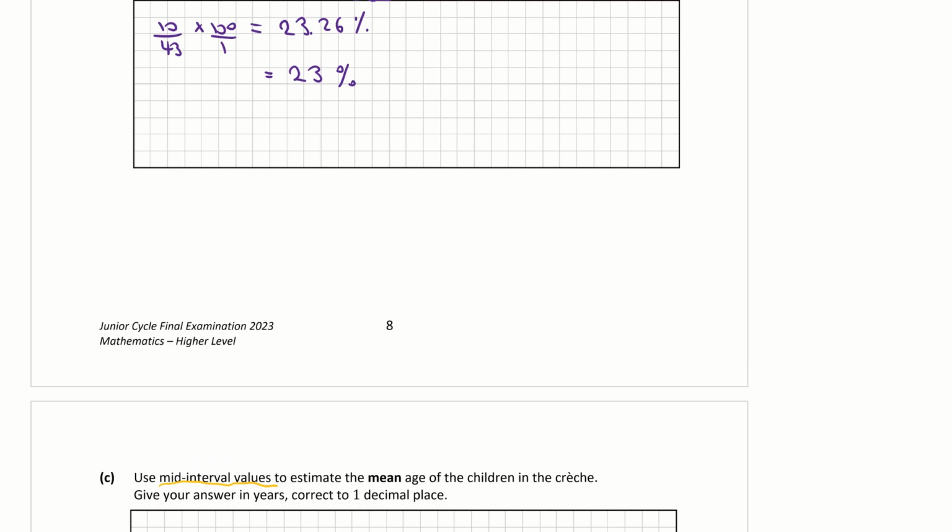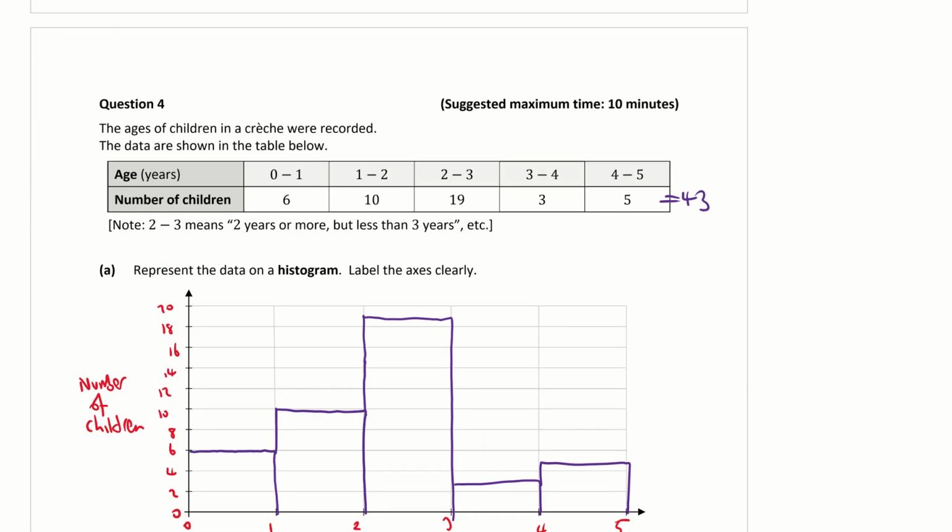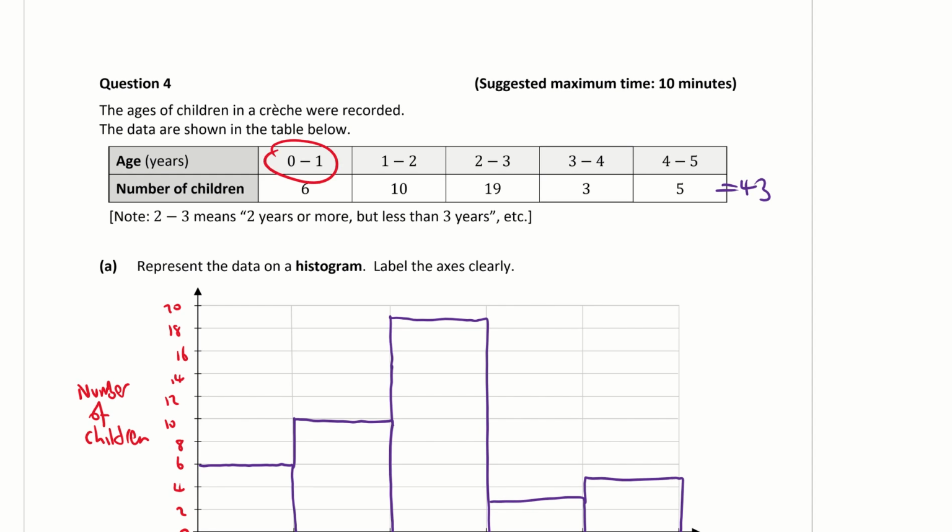Looking now at part C, use mid-interval values to estimate the mean age of the children in the creche. So this is where I'll just come back up to the table here. So mid-interval values, I need to get halfway between all of the ages. So here, for instance, halfway between 0 and 1 is 0.5. Halfway between 1 and 2, 1.5. Halfway between 2 and 3, 2.5, then 3.5 and 4.5. So they're my mid-interval values.